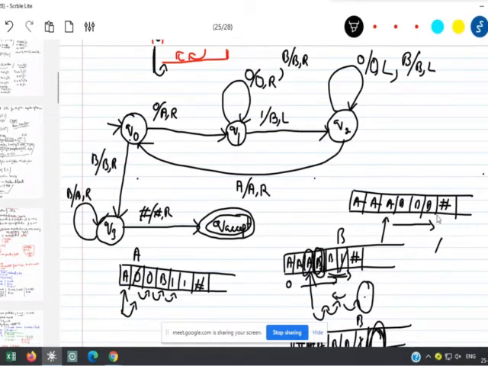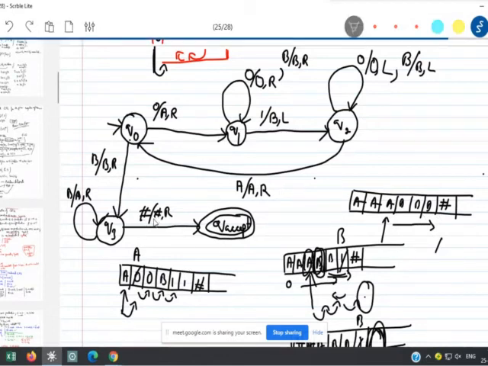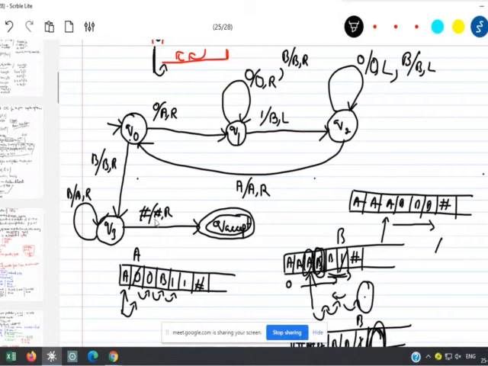And if you find hash, then don't disturb that one. Just leave it as it is, hash. If you want to move towards the right side or maybe not, you're going to reach the final state, Q final state.